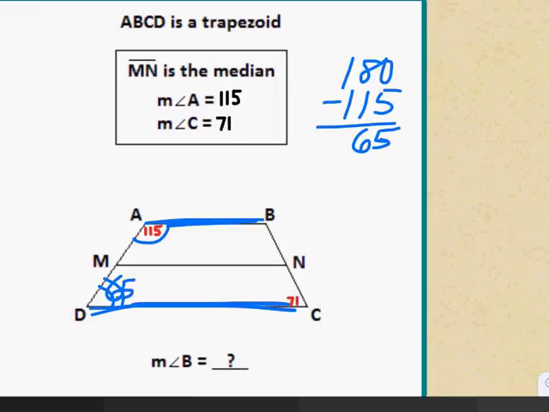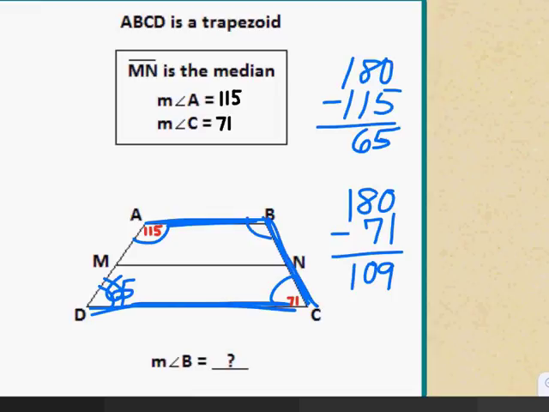And continuing on the other side of the diagram, using segment BC as the transversal, these two angles, angles B and C, are same side interior angles, so subtracting 180 minus 71 gives us 109, and that's angle B, which answers this particular question. We can continue the problem by saying we have other angles in the diagram.